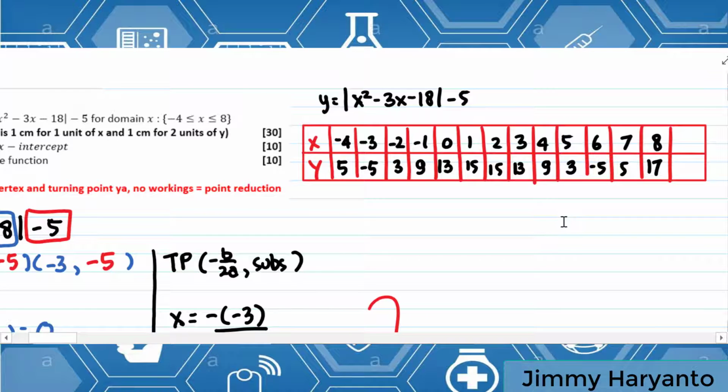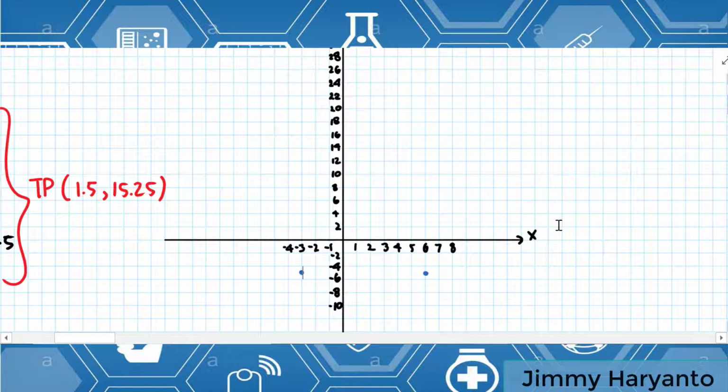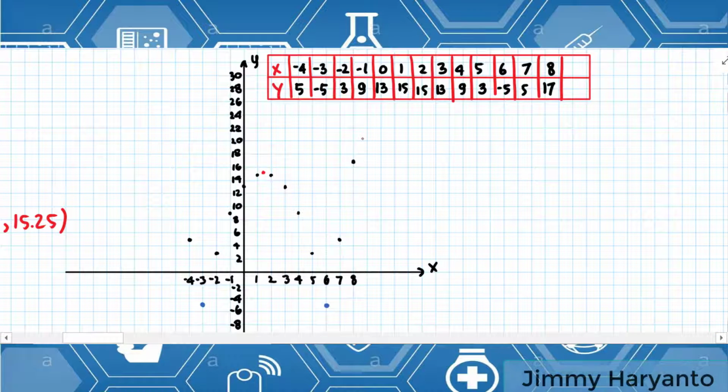Okay, next we have to plot it. First are the turning point and the vertex: (6, negative 5) and (negative 3, negative 5). Next is the turning point (1.5, 15.25). It's right here. Okay, next is the table.